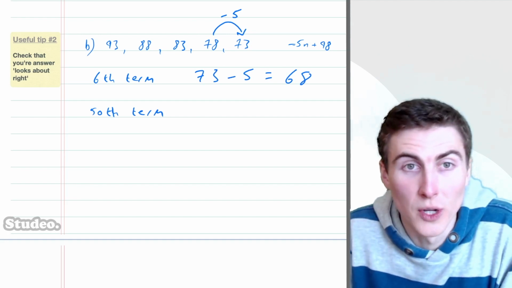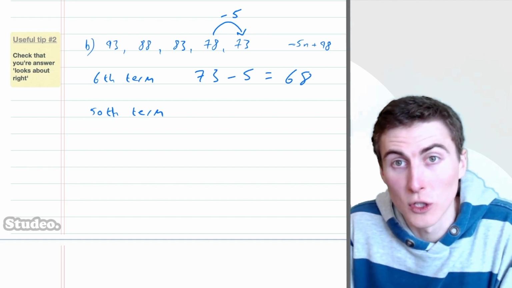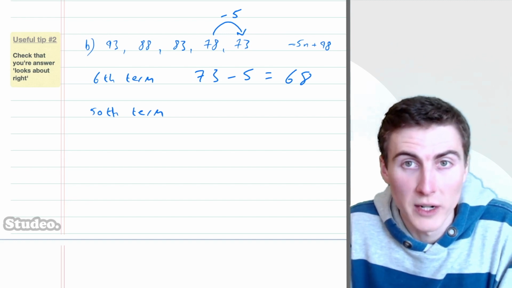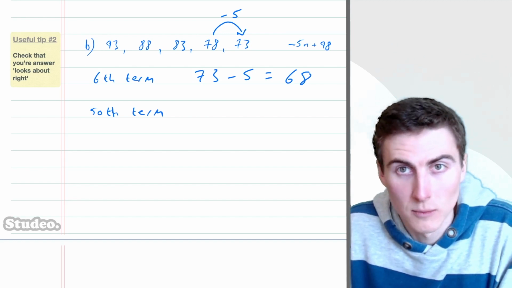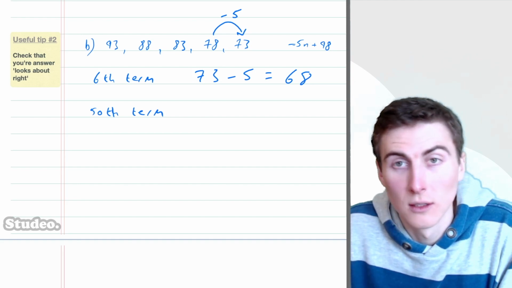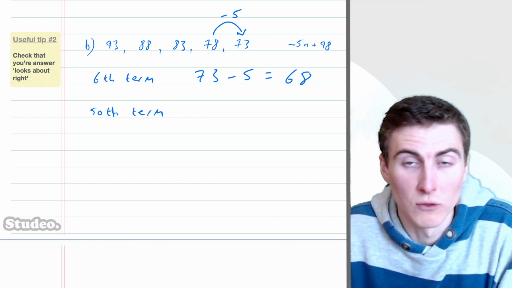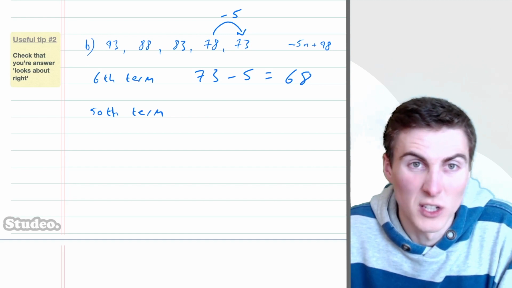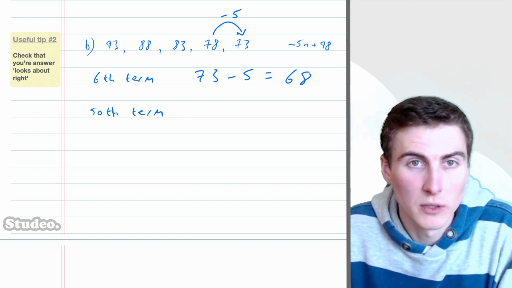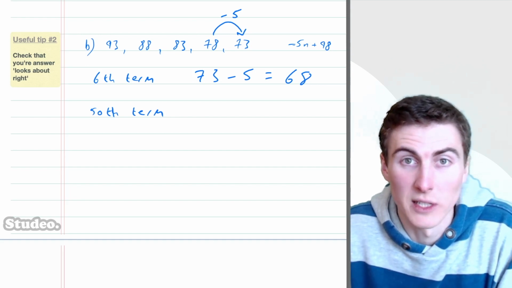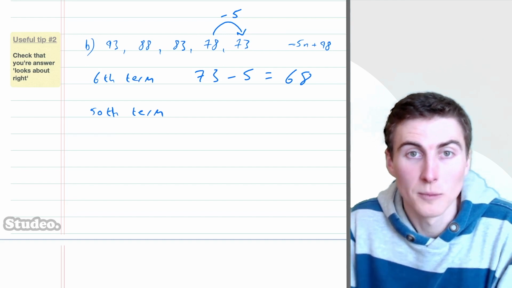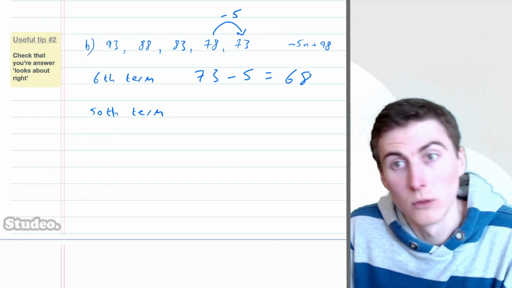You could also put the number 6, because n is 6. You could just put that into here. So you could do -5 times 6, so you get minus 30. Add 98, that would also give you 68. I just think if it's a really early term, this is just more intuitive and easier than using the formula. Then to find the 50th term though, we'll do the same thing as we did before.